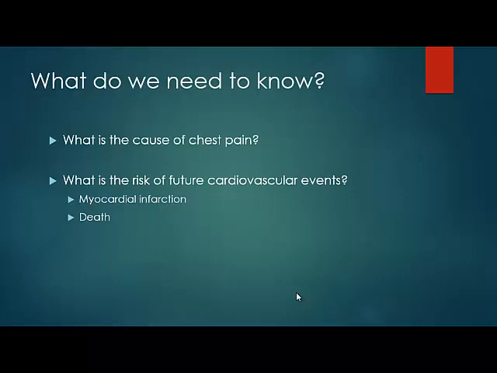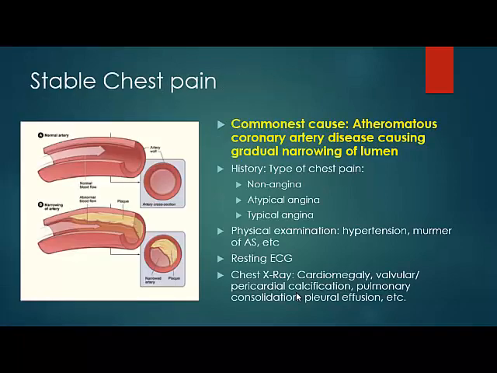So a cardiologist wants to know first and foremost from imaging what the diagnosis is, what's the cause of the chest pain. And secondly, the cardiologist needs to know the risk of future events, the prognosis from that particular diagnosis. If you look at stable chest pain, the commonest cause is formation of atheroma, which subsequently causes narrowing of the coronary lumen, or stenosis. The history is the most important aspect in evaluating any stable chest pain patient.